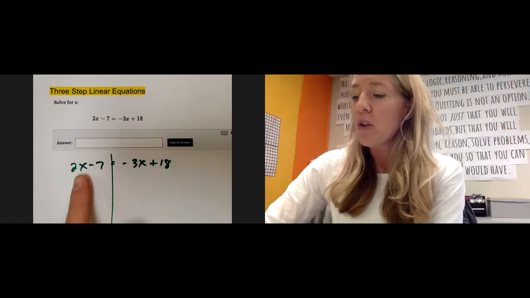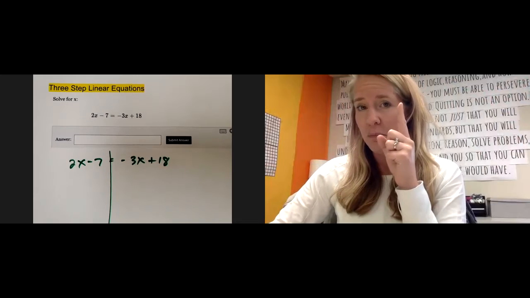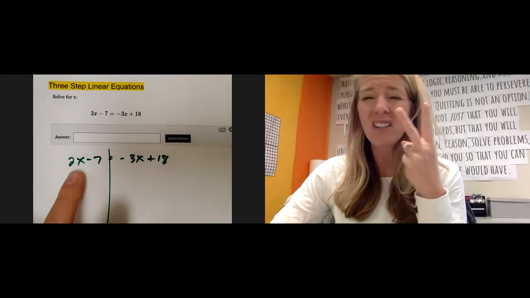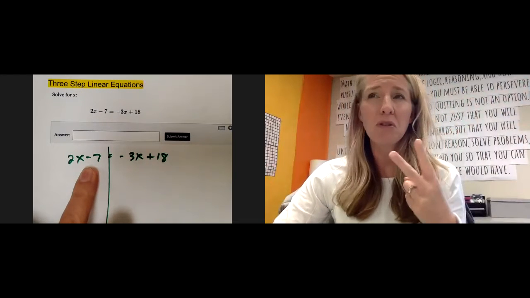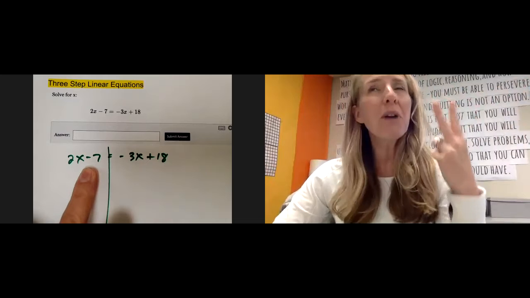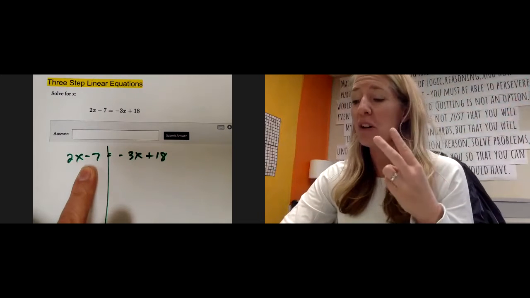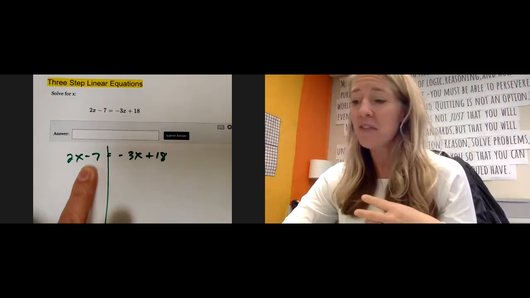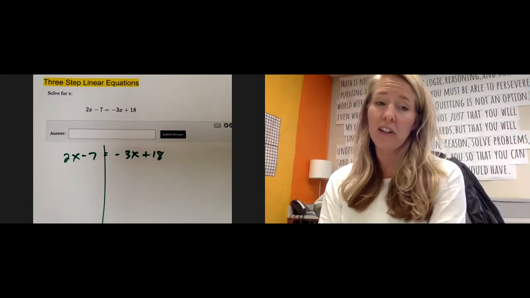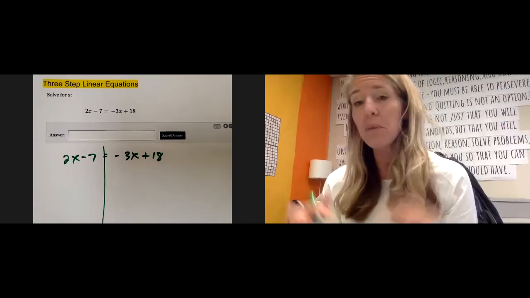So, step one, set up. Step two, clean up. Do any kind of distributive property or distribution, however you say it. Combine your like terms and stuff like that, but there's actually none of that to do over here, so we're good. And the next step is round up.